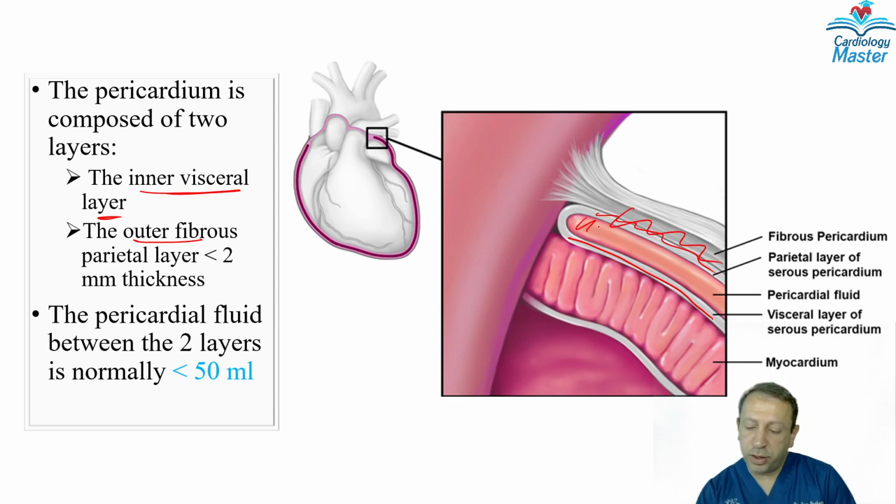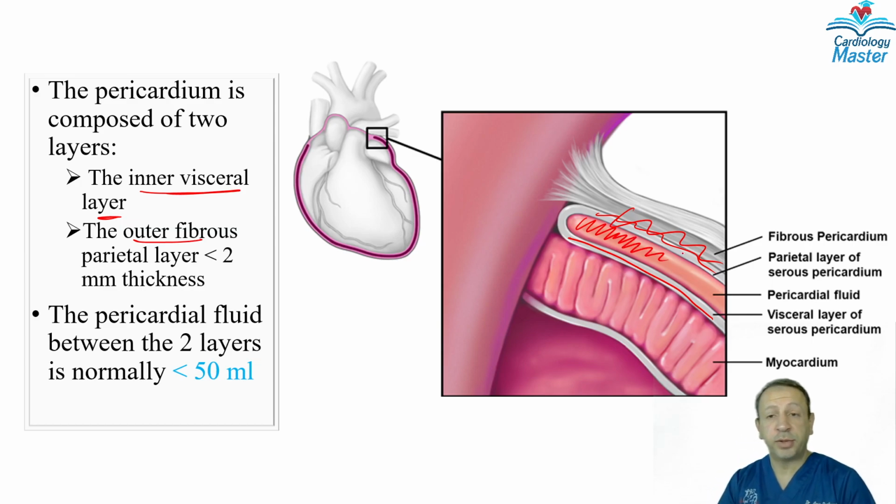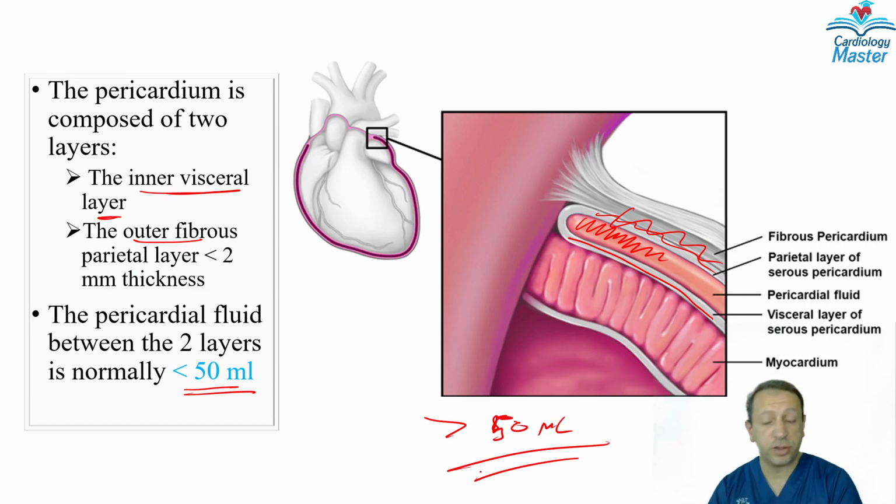And the space between them is not empty, it is actually filled with fluid, but the normal amount of fluid in this intrapericardial space is less than 50 ml. And pericardial effusion is defined when there is more than 50 ml of intrapericardial fluid. This is the definition as we discussed earlier in the lecture on pericardial effusion and its causes, sequelae and treatment. It's discussed in another lecture. It's more than 50 ml.